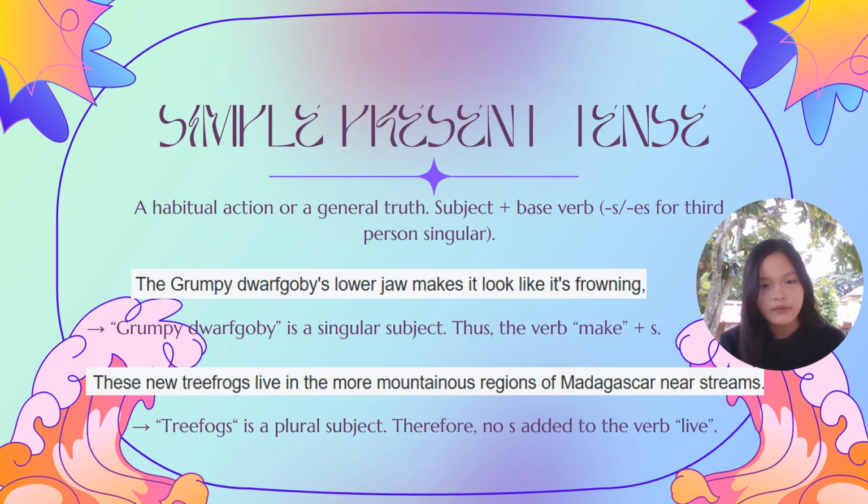Next example, we have: these new tree frogs live in the more mountainous regions of Madagascar near streams. So how this is different from the first example is that this one, the tree frogs, is a plural subject, therefore no S is needed on the verb live.